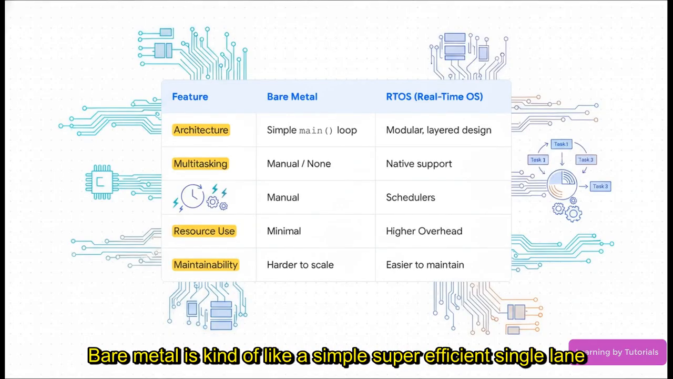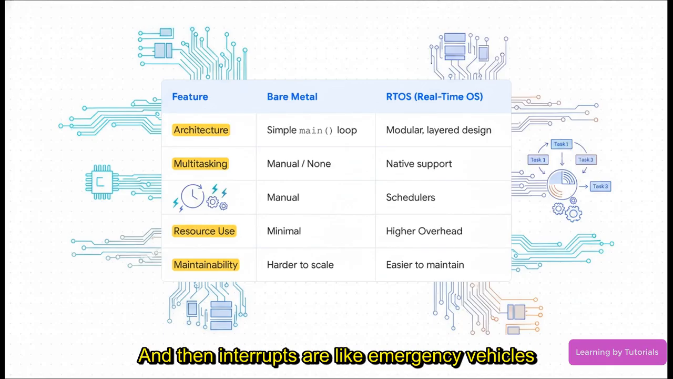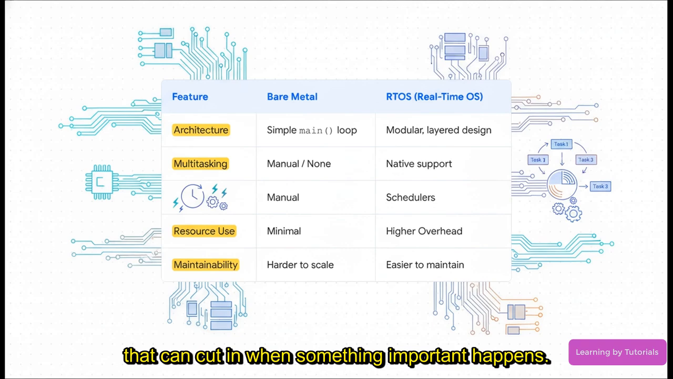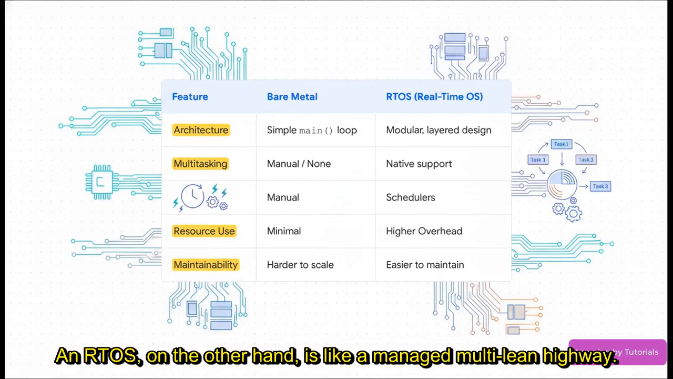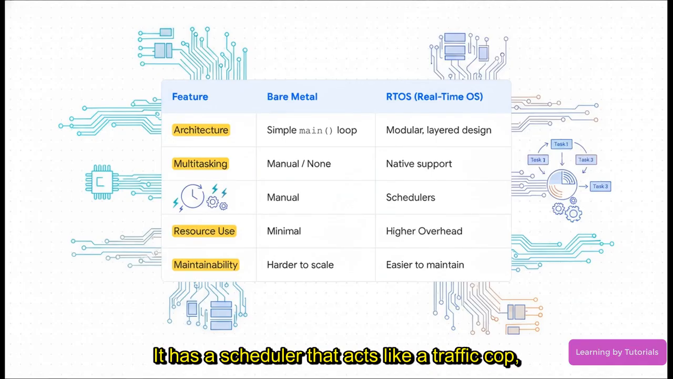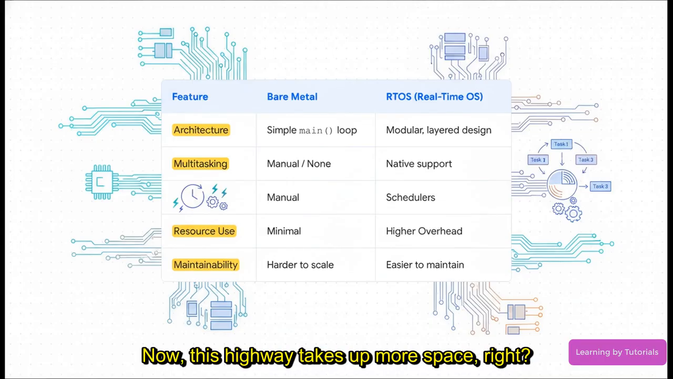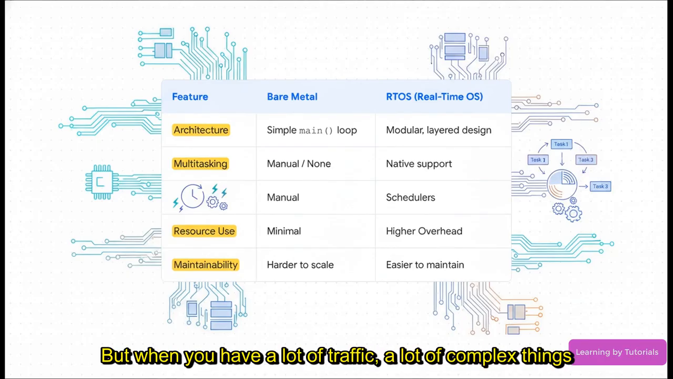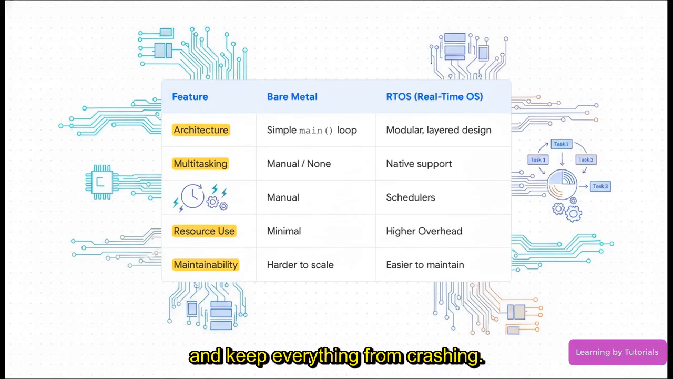Bare metal is kind of like a simple, super efficient single-lane road. You've got your main loop, we call it the super loop, just running over and over. And then interrupts are like emergency vehicles that can cut in when something important happens. It's lean, it's fast. An RTOS, on the other hand, is like a managed multi-lane highway. It's built for multitasking. It has a scheduler that acts like a traffic cop, giving different tasks, like reading a sensor or updating a screen, their own turn to run. Now, this highway takes up more space, right? More memory, more CPU cycles. But when you have a lot of traffic, a lot of complex things happening at once, it's way easier to manage and keep everything from crashing.